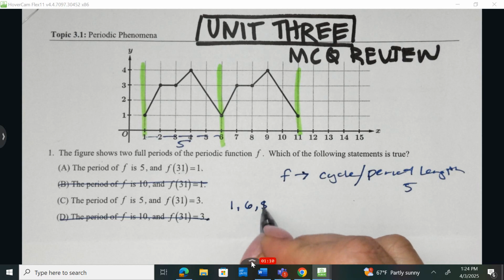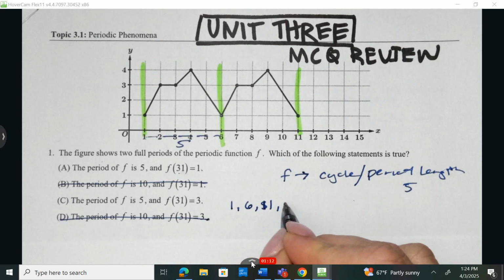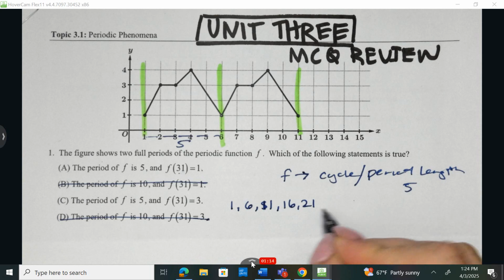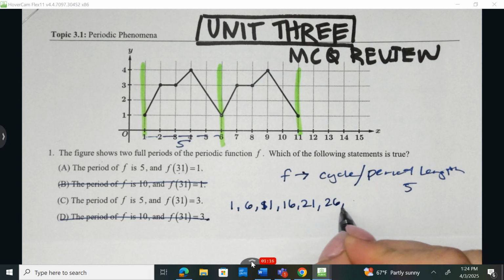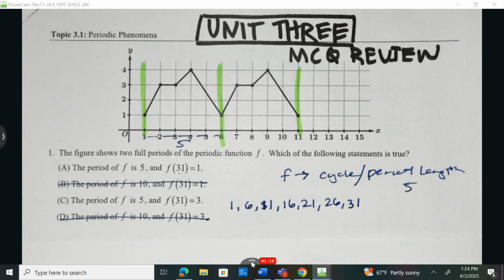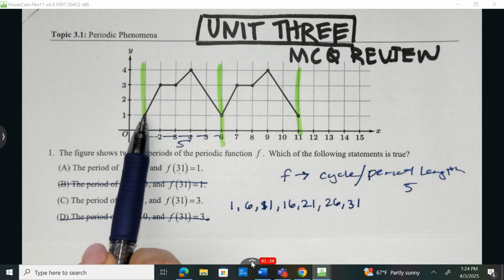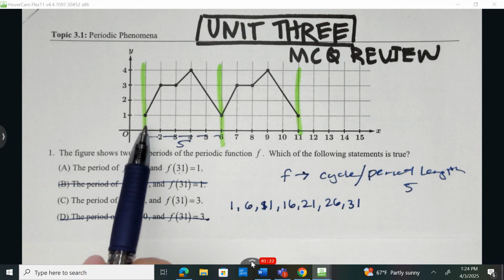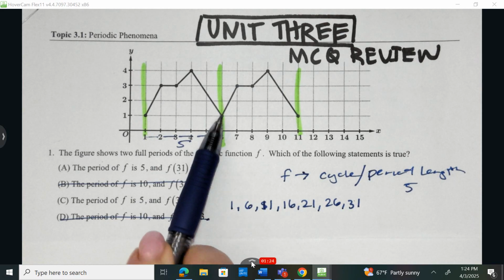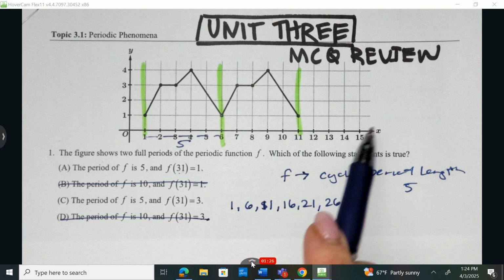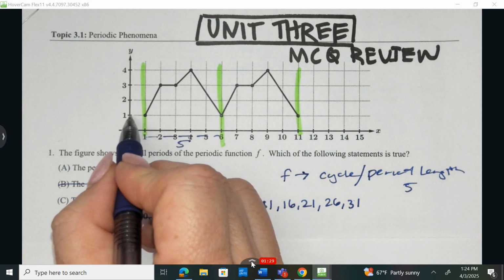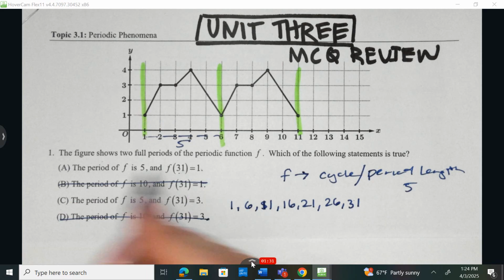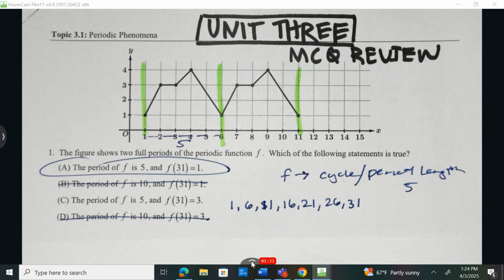Notice adding 5 brings me to 11. Adding 5 more is 16. You're at 21. Adding 5 more, 26, and 31. And you're asking me, why am I doing that? Because at the very start of every single cycle, we have the same output, an output value of 1. The correct answer is A.